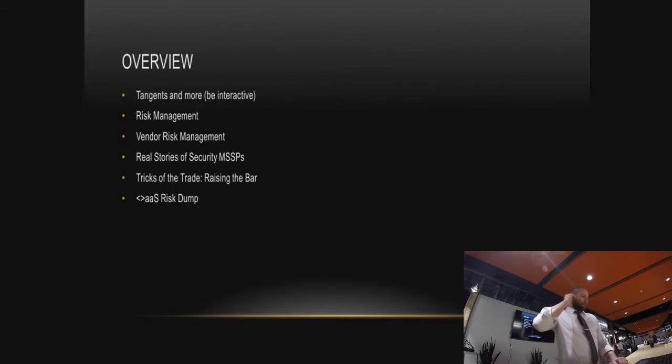Tricks of the trade. So I'm going to talk about some methodologies I use to kind of better protect our company. And there's a risk dump at the end. So if you're interested in cloud services and all the risks involved with those, and want to use that to kind of better write contracts and other things, we're going to hit a few high levels of just all the risks that you can imagine associated with a cloud service, and go from there.